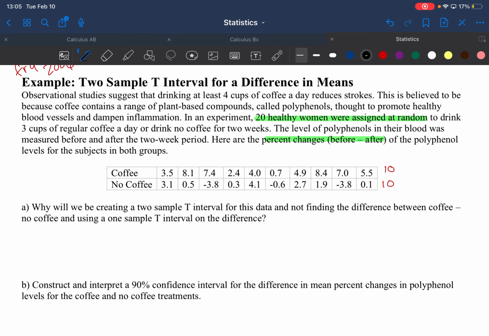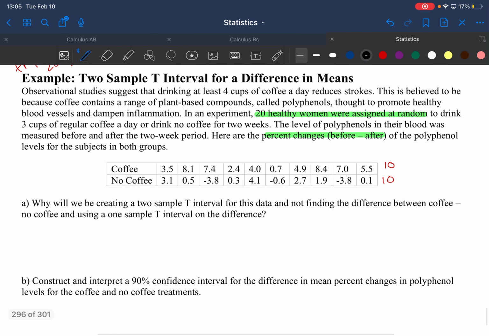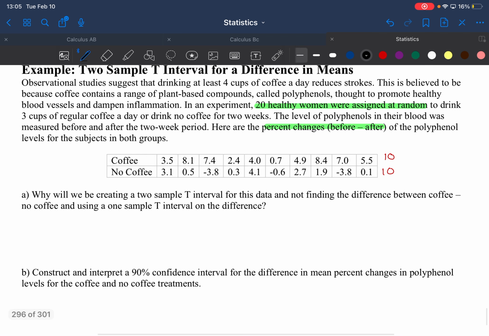And then you guys used that to compare your IQ. So that means everybody took the tests. The difference here is even though we had 20 people in our experiment, did all 20 do the coffee for 2 weeks and then no coffee for 2 weeks? Nope, only 10 of them did. So that means they were assigned to different what? Treatments. They were assigned to different treatments. So since this is an experiment where they were assigned to different treatments, that's why we're using a 2-sample versus a 1-sample.